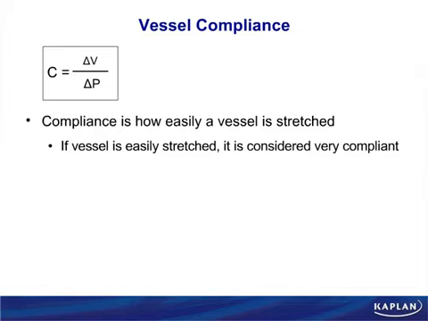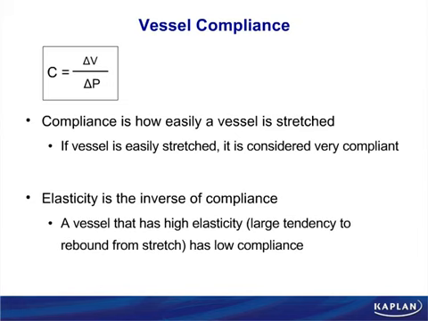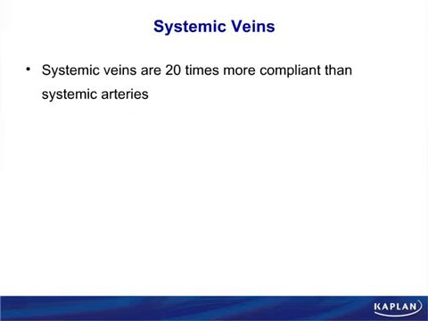All right, what's the inverse of compliance? Elasticity. So if a vessel has high elasticity, this is a big tendency to rebound from stretch, it has low compliance. Elasticity means that property which resists change. So something that's highly elastic has low compliance. Something that has low elasticity is therefore highly compliant. They are inversely related. Compliance is very important for the cardiovascular system. It's huge in the respiratory, so please get down the concept.